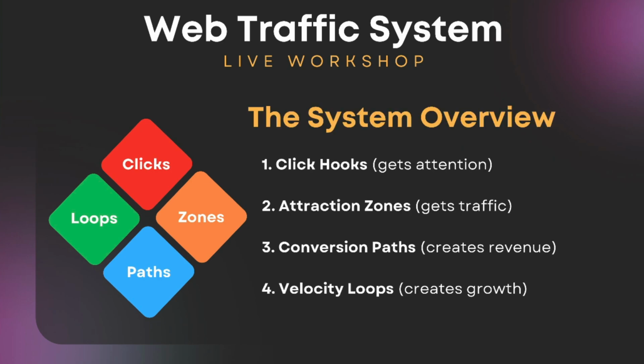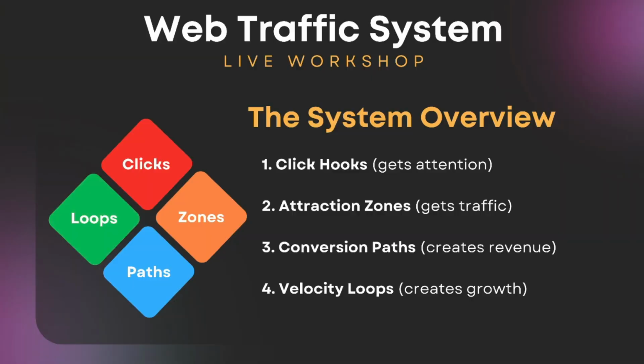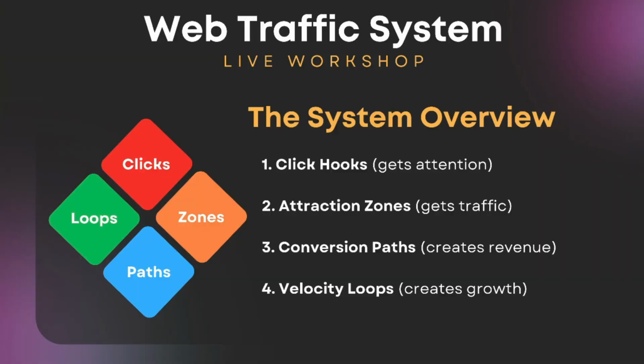So here's an overview of this web traffic system. It starts with click hooks. These get attention. This is what gets the eyeballs. Then we use attraction zones. This is what pulls in the traffic. This is where you get the visitors, the laser targeted visitors. We have conversion paths to turn that traffic into revenue. And then we use velocity loops to create ongoing growth. So this is not just a one-time thing. This is something that you can repeat over and over again to grow and scale your business.